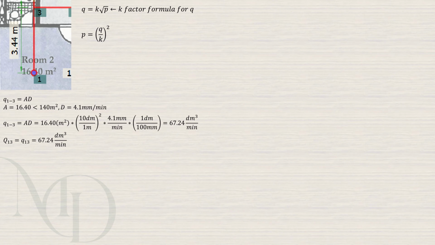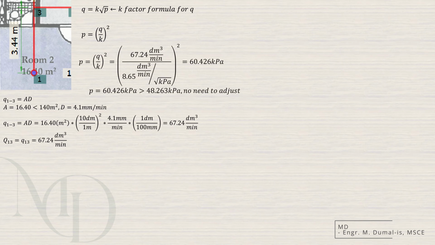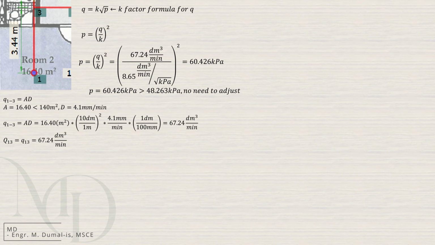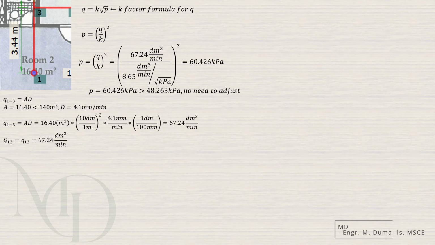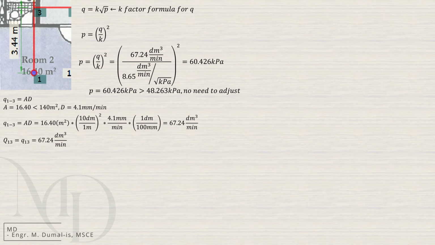This is the minimum pressure required by NFPA for a sprinkler to operate properly. So we rearrange the formula so that the unknown pressure is isolated on one side of the equation. We get P equals the square of the ratio of Q over K. The value of Q has been computed already, and the value of K is given in the problem statement. Always double-check the units before performing the calculation. It is good that we already converted the discharge to cubic decimeter per minute, which matches the unit of the K factor. This means the remaining unit after simplification will be kilopascal, which is correct for pressure.